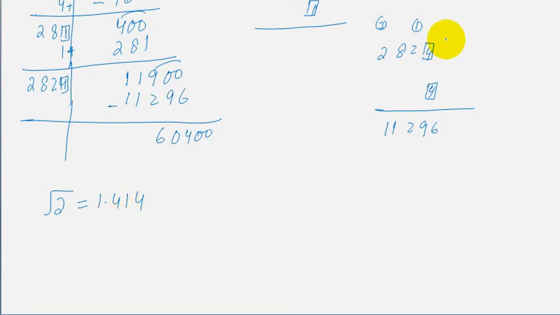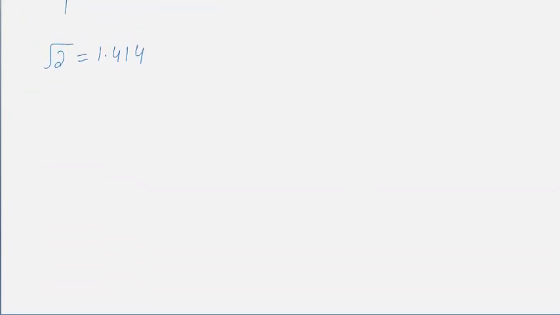Now we choose another number, that is 3. We find the square root of 3 by the long division method.